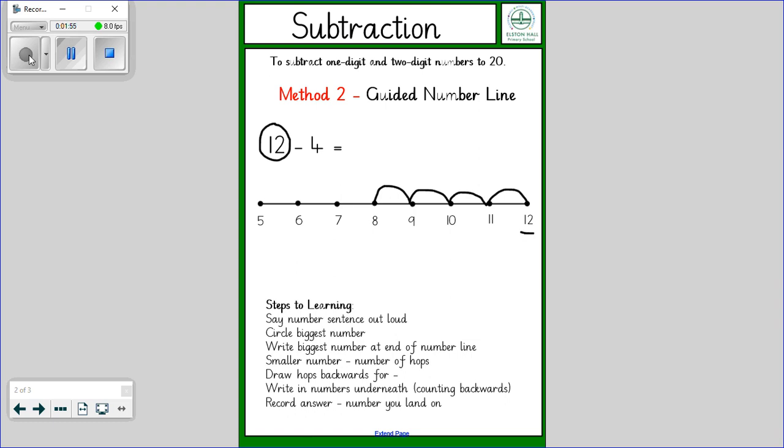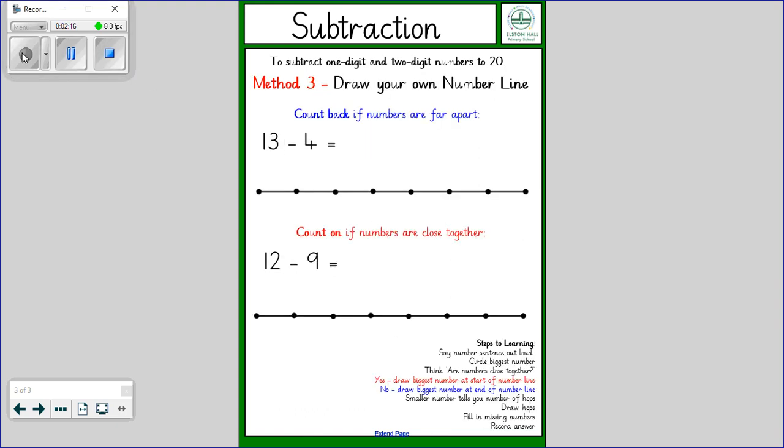Make sure that all your hops are the same size and that you're not missing out any of these dots in between, otherwise it could get a bit confusing. We then look at the numbers underneath to make sure none are missed out, and the number that we land on is our answer to the number sentence. Again, we record this answer at the end of our number sentence. In this case, 12 take away 4 equals 8.